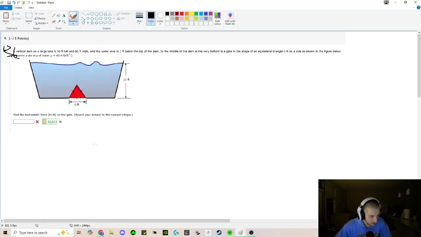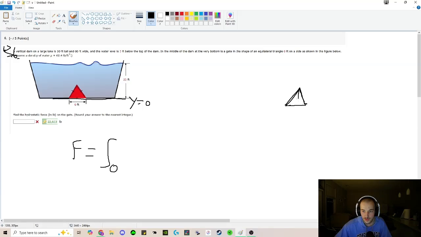First off, we know that force is going to be equal to the integral from 0 to this guy here, which is going to be y equals 0. We have to find our height. So how do we find the height? We make our little triangle here because we're just trying to find the force on the triangle. If this is 6 feet, we can bisect it and make each of these 3. And this is 6. So to find the height, h squared plus 3 squared equals 6 squared, which means our height is going to be the square root of 36 minus 9.